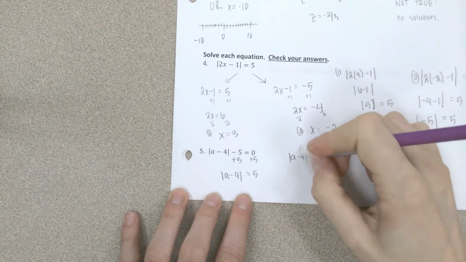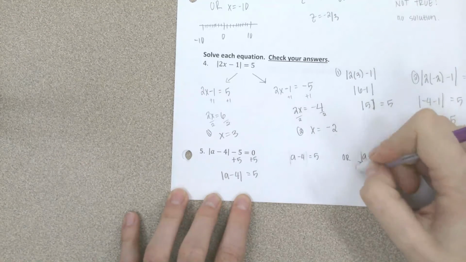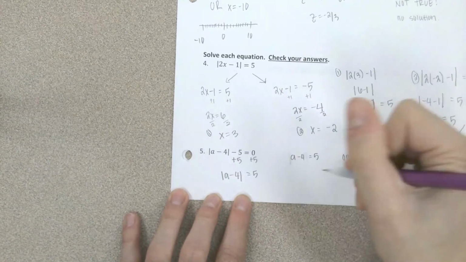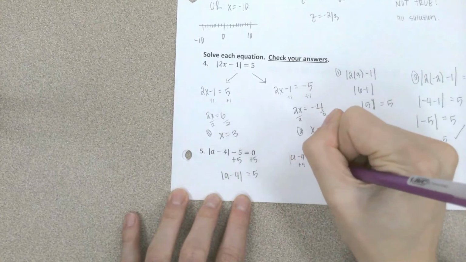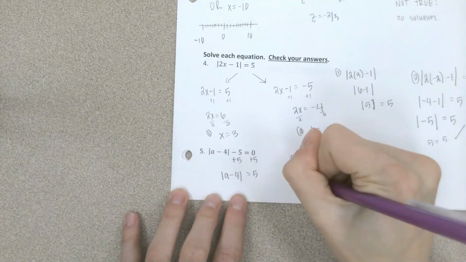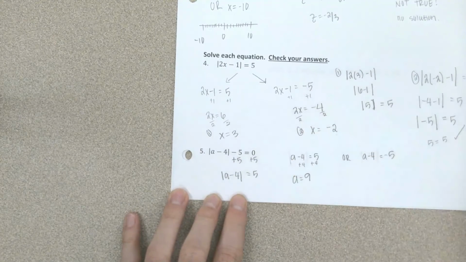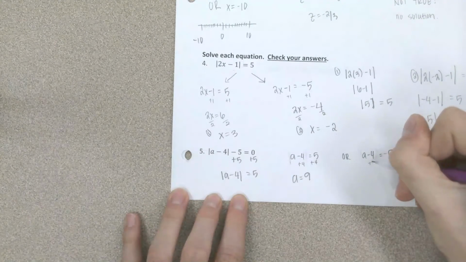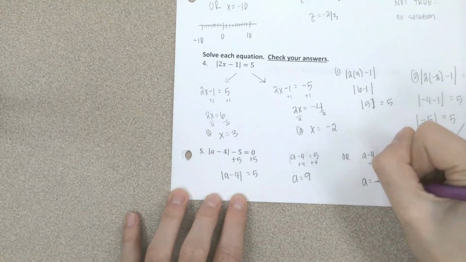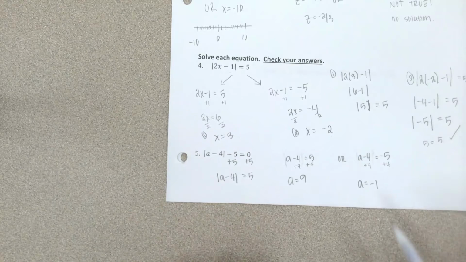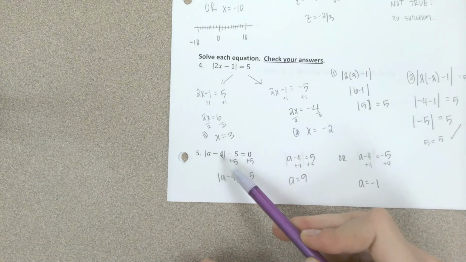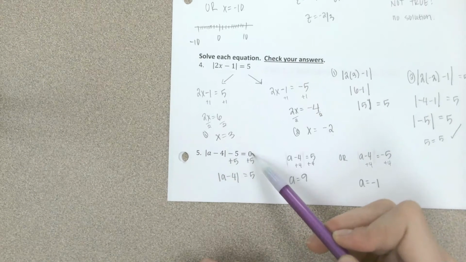I guess we didn't really need these. Okay, so we want to get rid of that 4, getting a by itself, so we add 4 to both sides, and in this case we get a equals 9, and we do the same thing with this one, and in this case we get a equals negative 1. So once again, if we plugged either of these in for a in this equation, it's going to give us 0. They both work.